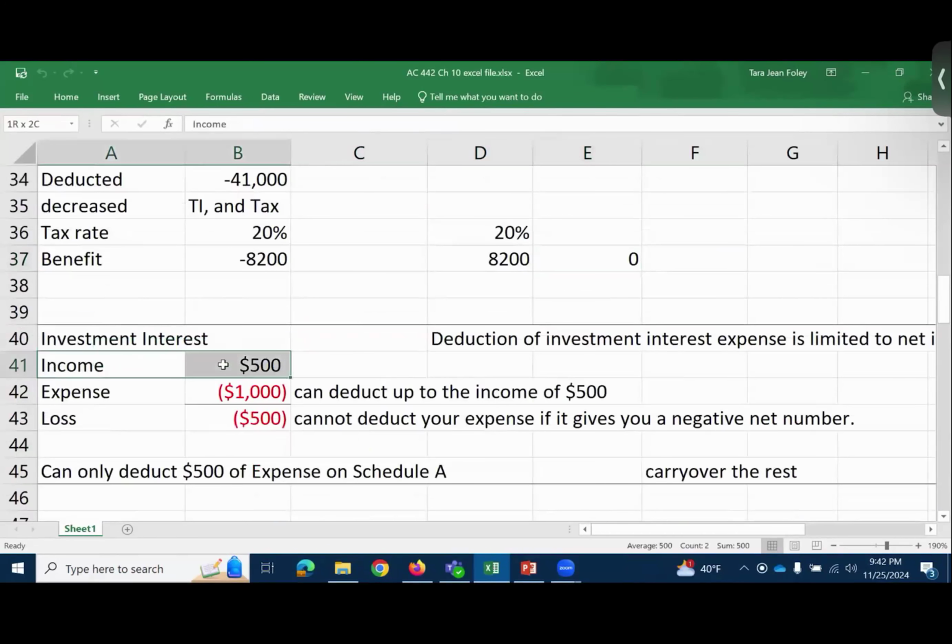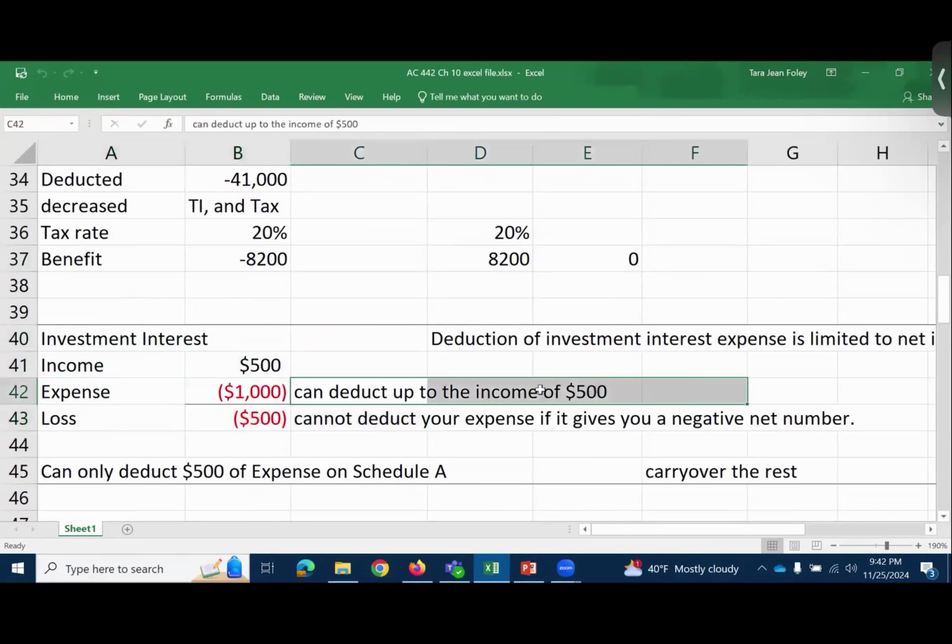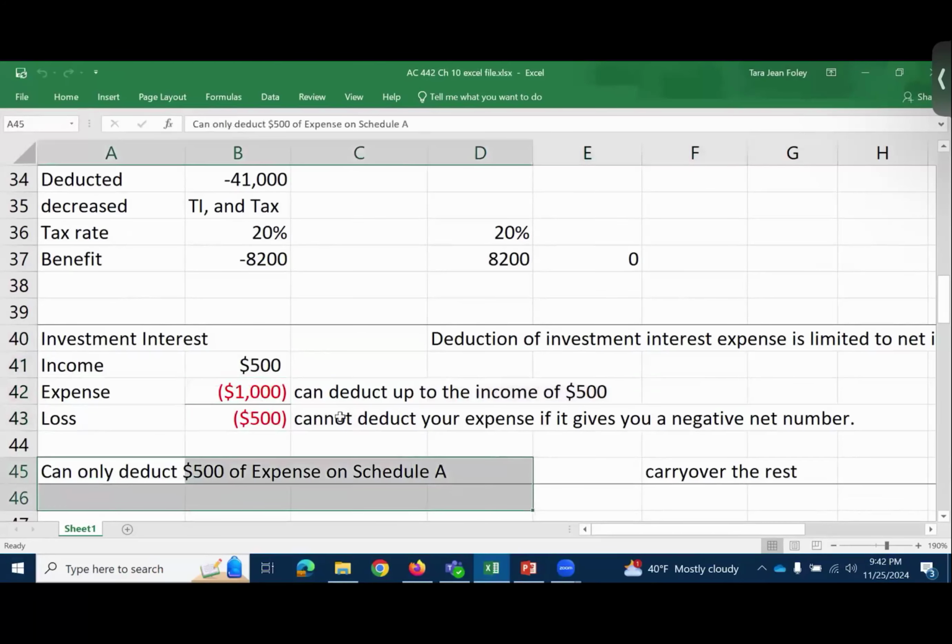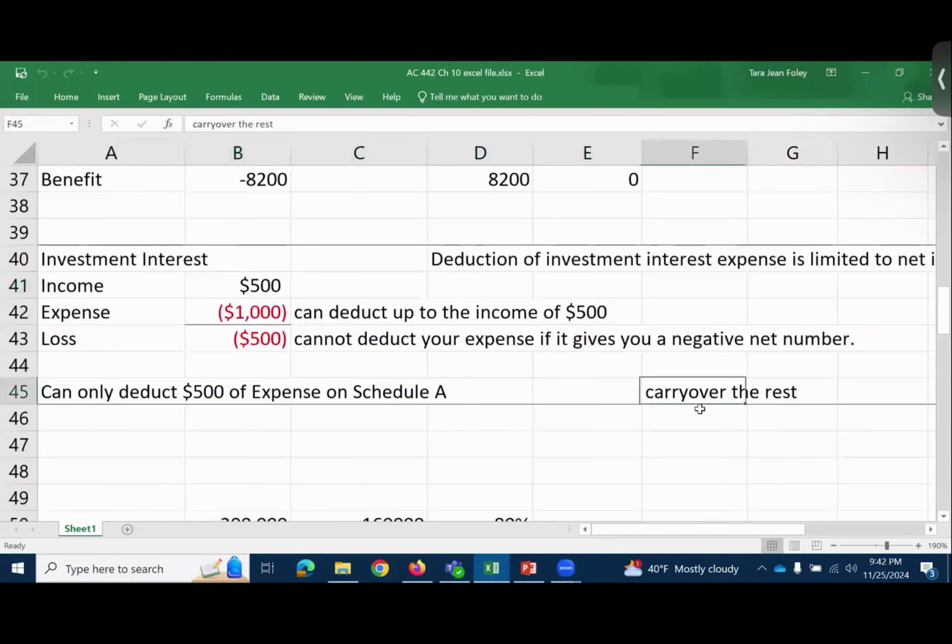So here's your income. This is your investment interest. You have income of $500. Your expenses are $1,000. You cannot have a loss, so it's going to be a 0. You can only deduct up to the income, which is the 500. So 500 minus 500 is 0. So you can only deduct 500 on your Schedule A. You carry over the rest.